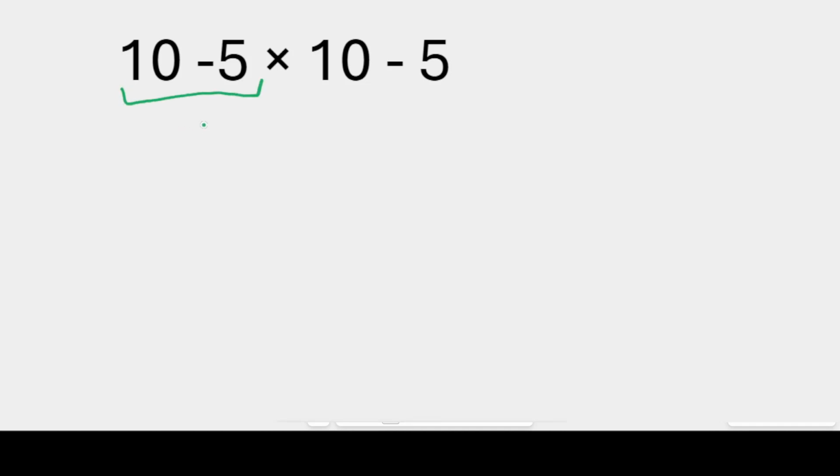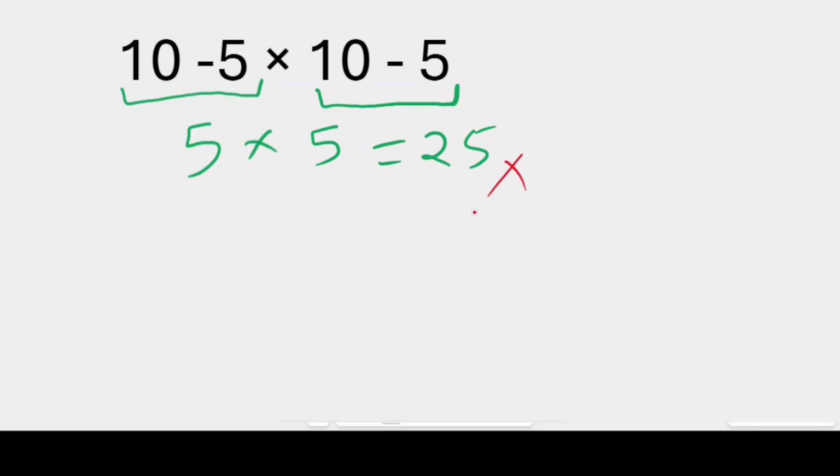Subtracting 5, we will get 5. 10 minus 5, we will get 5. 5 into 5, we will get 25. This answer is wrong because it does not follow the order of operation called PEMDAS. P E M D A S.